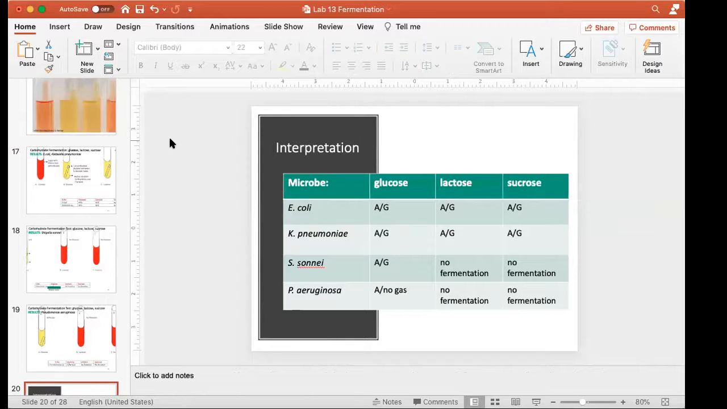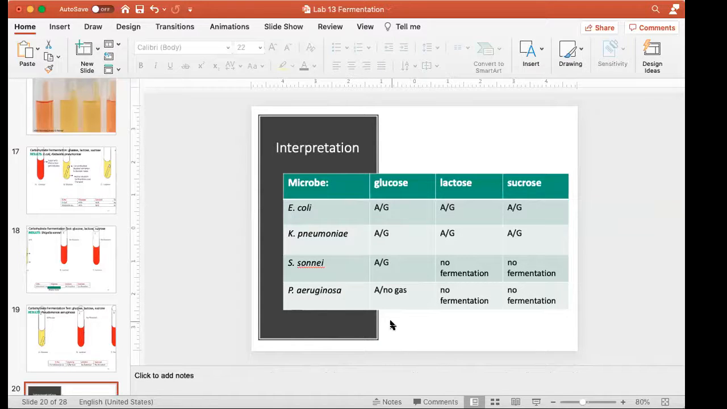So if I were to put all of these results in a table, it would look like this. We had 4 organisms able to ferment glucose: E. coli, Klebsiella, the Shigella, and Pseudomonas. But only 3 of them were able to produce gas as one of the products. So all of them are fermenters.